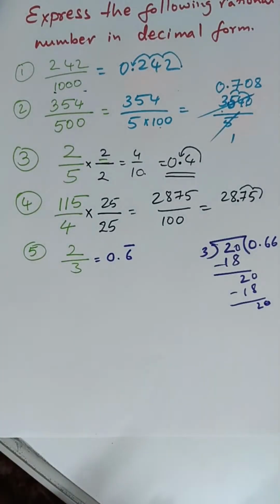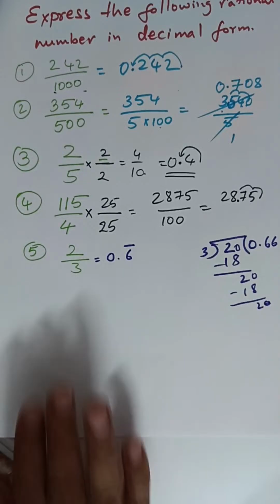Okay, this way we will express rational numbers in decimal form. Now express each of the following decimals, no, another one.